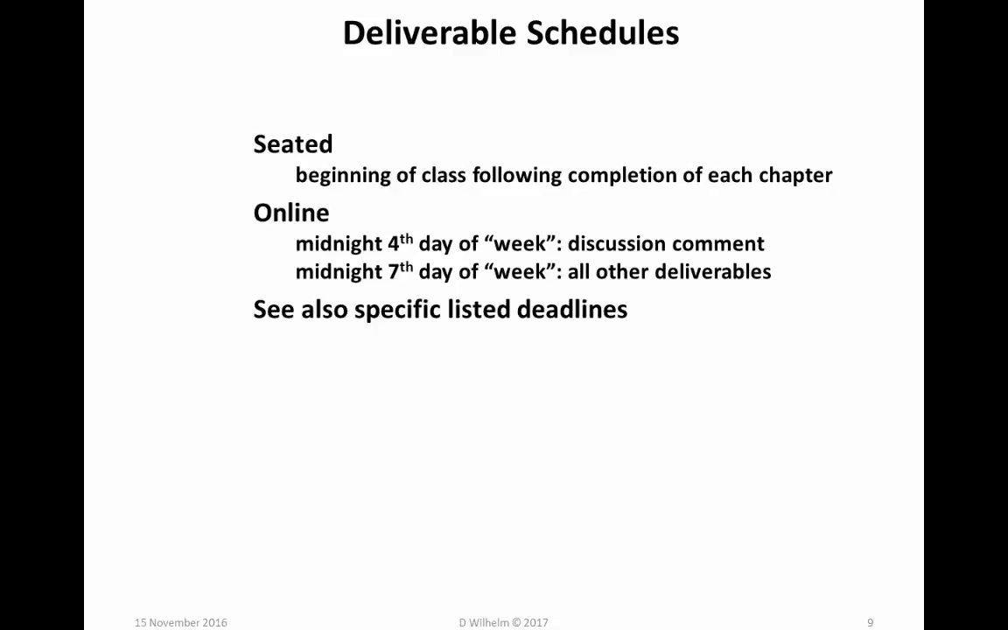In seated classes, the deliverables are due by the beginning of the class immediately following the completion of each chapter. For online classes, the general schedule is that discussion forum comments are due by midnight of the 4th day of the week. The rest of the deliverables are due the 7th or last day of the week.